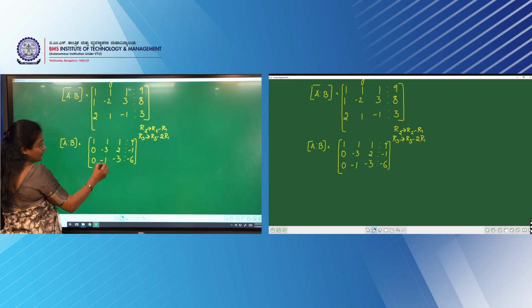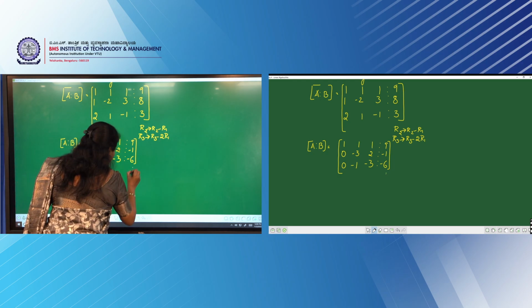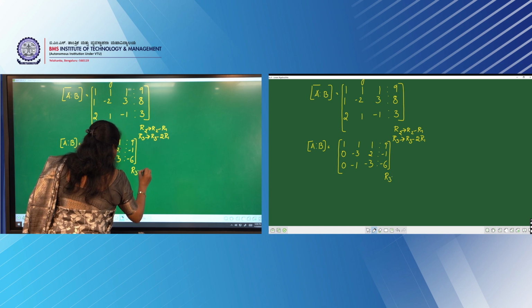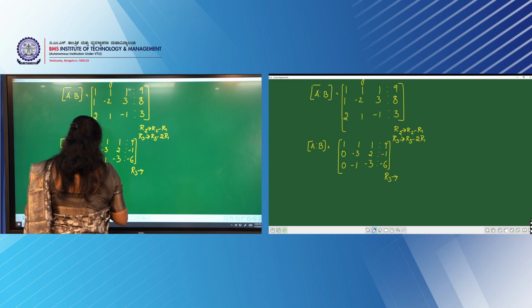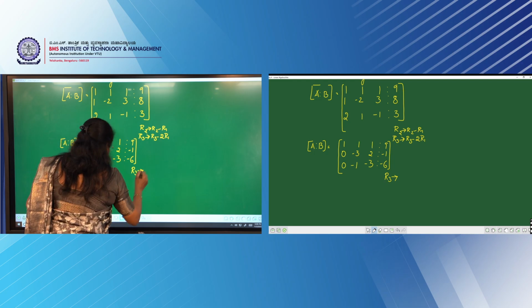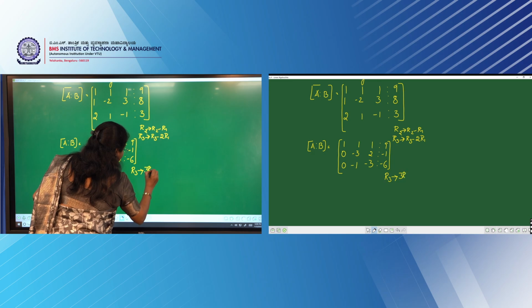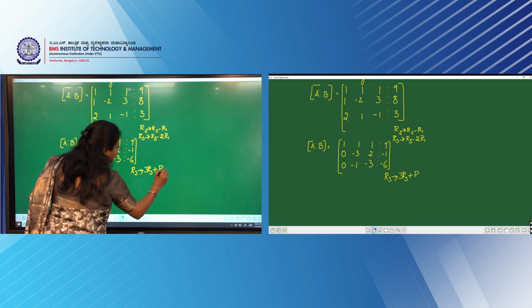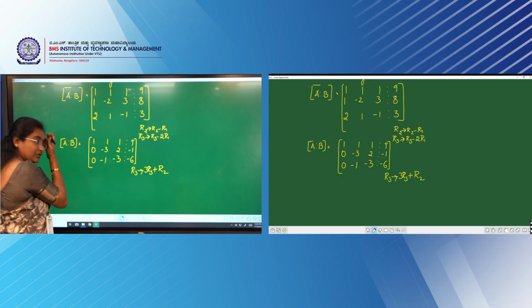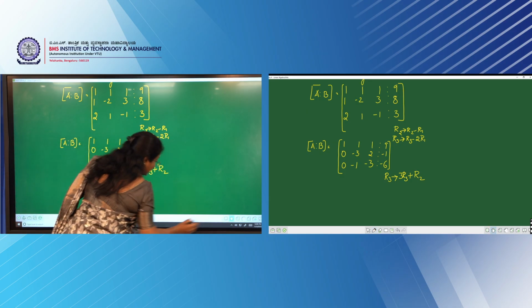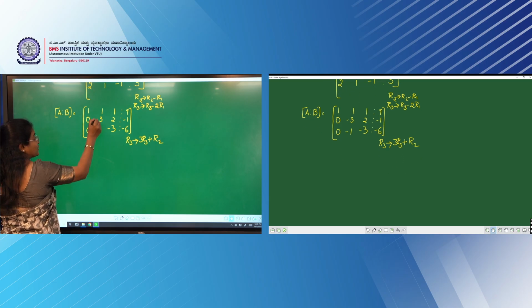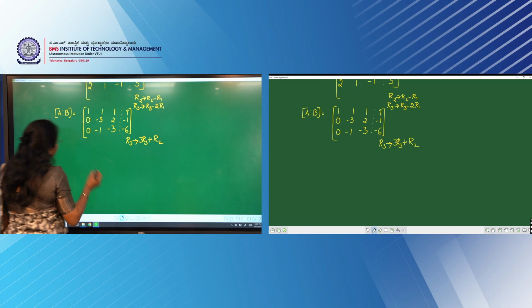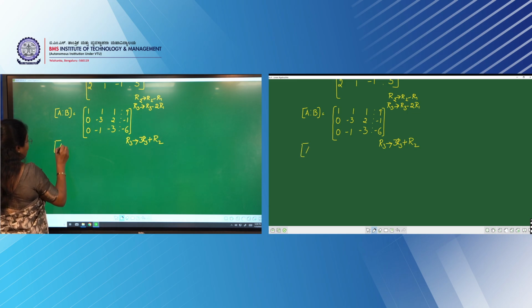Next I should make this 0. But I cannot take R1 because 1 will come here. So what should I do now? R3 changes to 3R3 plus R2. I am multiplying 3 to R3. As both are negative signs here, I am taking plus. So now we'll see what happens.